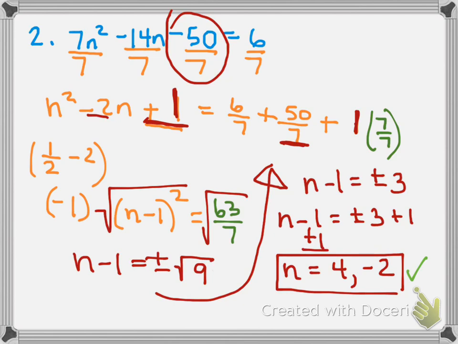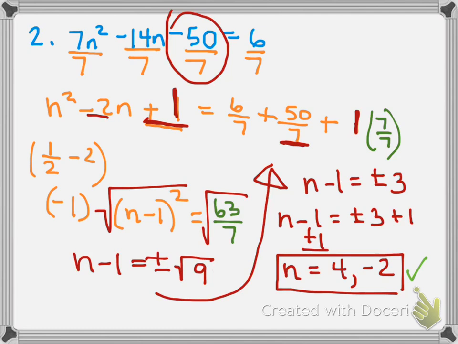On the left side, you write it out in orange here: n minus 1 squared. That is the perfect square, the factors of the perfect square. On the right side, I have to add all these fractions: 6/7, negative 50/7, and 1. So I just made 1 into 7/7. Then I added all that stuff up. When you add all that up, you get 63/7.